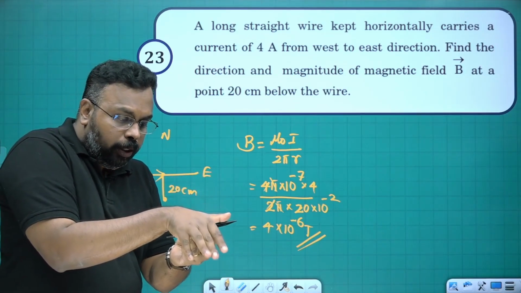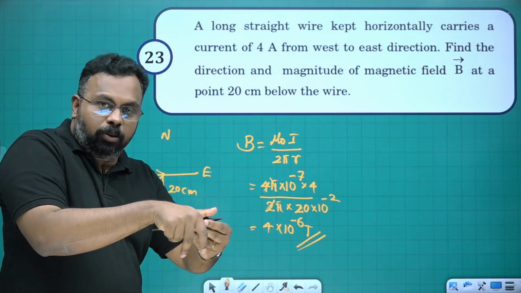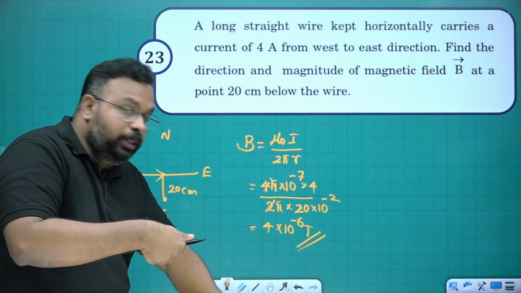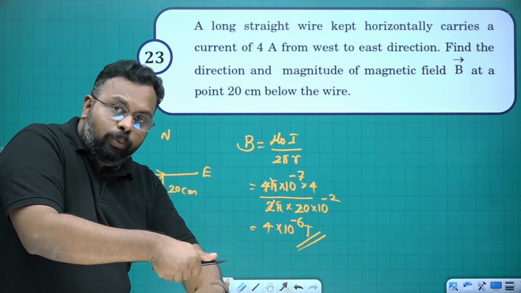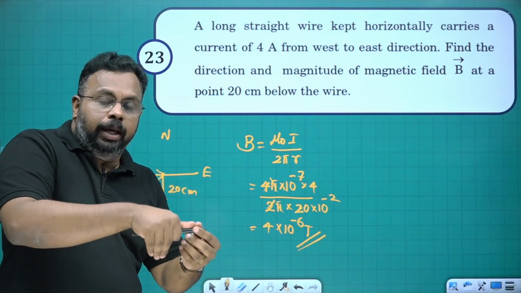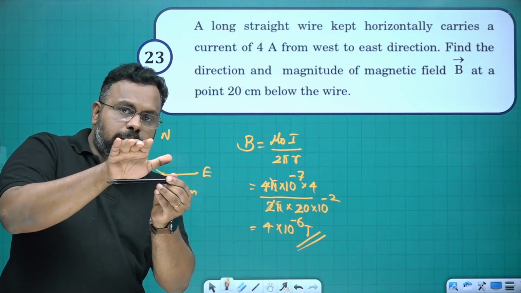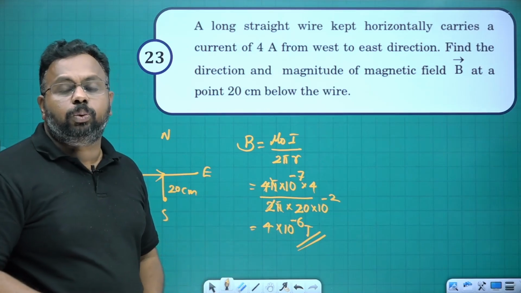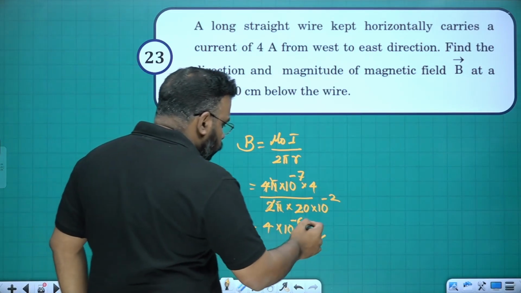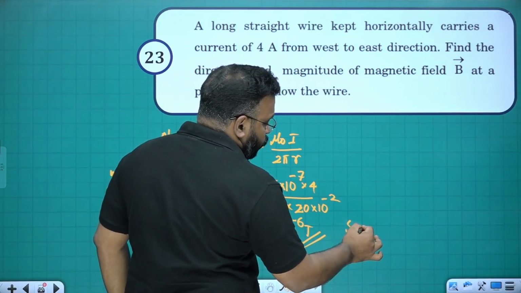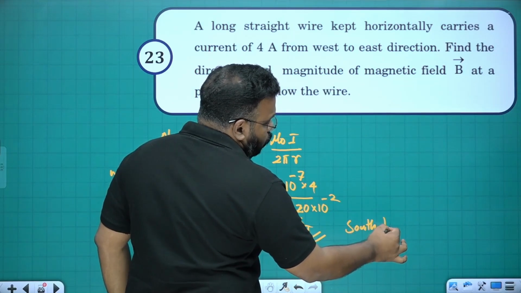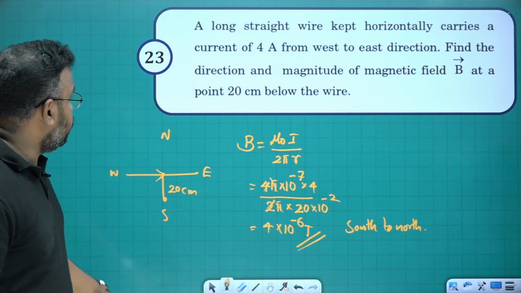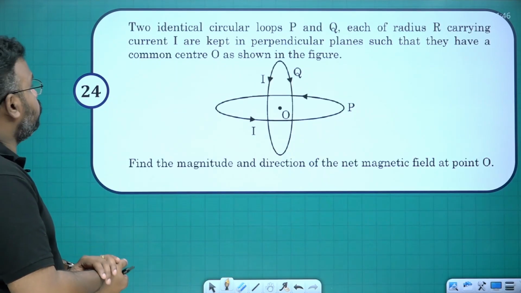So if I am applying the thumb rule, the point is below the conductor. Below the conductor, if you apply the thumb rule, you can see my closed fingers are going this way. This way means, as I told you, that is south and this is north. So what is the direction? South to north. If this question was about a point above the line, the closed fingers would go this way, then it would be north to south, but it's below, so it is from south to north. So 4 into 10 power minus 6, from south to north. Clear? Yes.